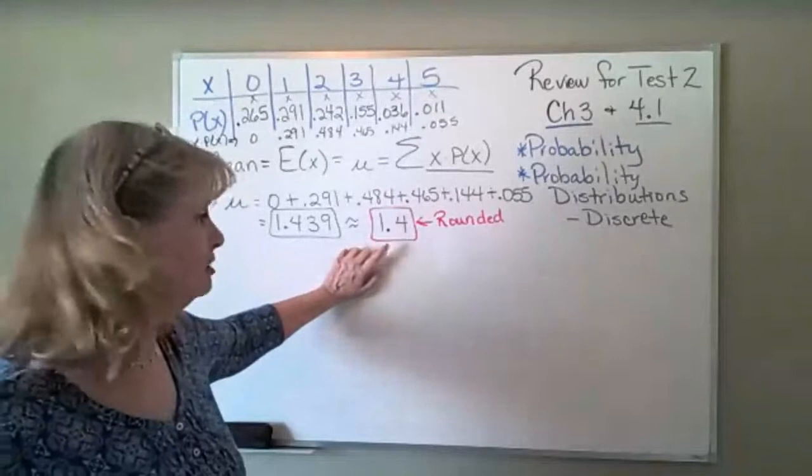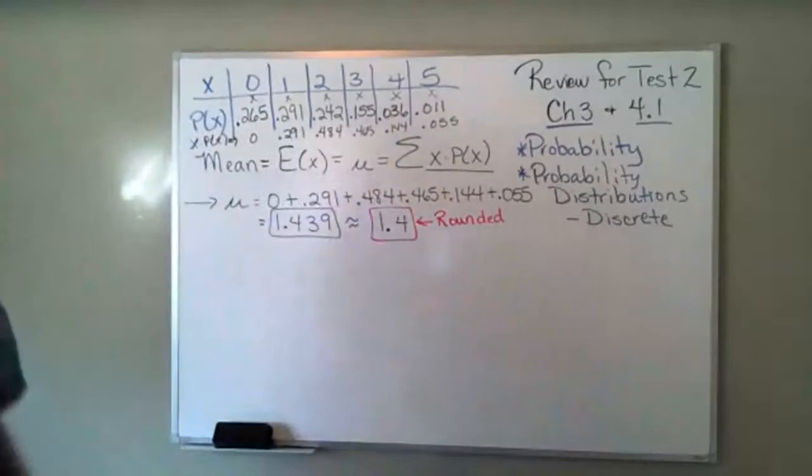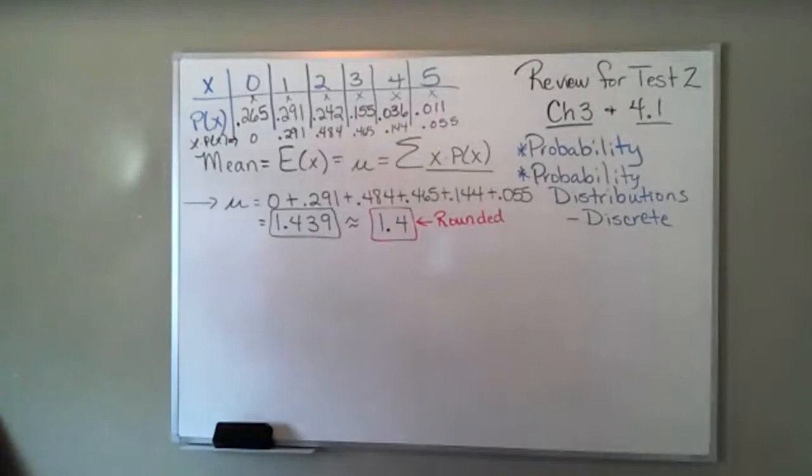So I'm going to put this in and make sure that I did the mean right. You have to be really careful on the mean because if you miss that, you're going to miss all of them. So I got 1.4. Okay, so that was the correct answer on this one.